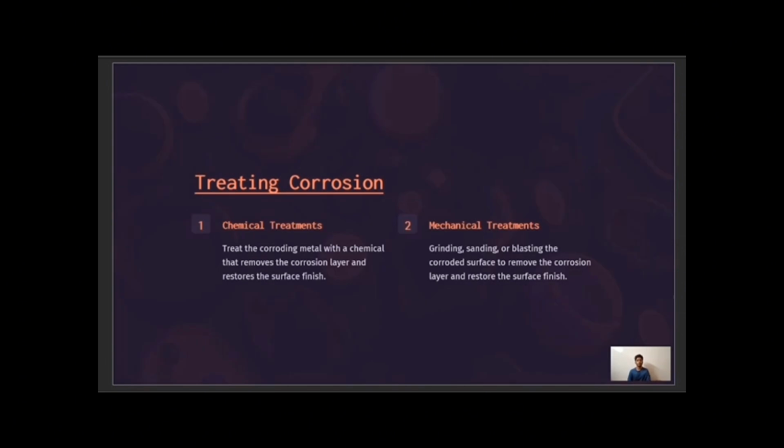Treating corrosion. We can treat corrosion by these two methods: chemical treatments and mechanical treatments. Chemical treatments: treat the corroding metal with a chemical that removes the corrosion layer and restores the surface finish. Mechanical treatments: grinding, sanding, or blasting the corroded surface to remove the corrosion layer and restore the surface finish.